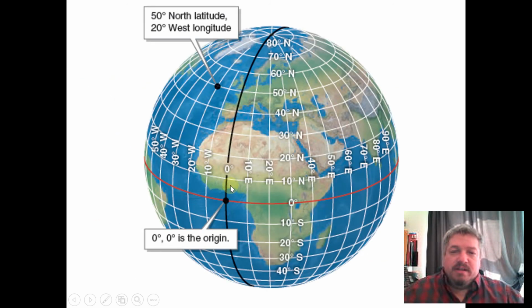So on a map, it would look like this. Here's the prime meridian, which is 0 east and west. Here's the equator, 0 north and south, and we start at this point. Little interesting trivia fact. There is nothing here. It's the middle of the ocean off the coast of Africa. So geographers jokingly say this is called Null Island, N-U-L-L, as in there's nothing there.